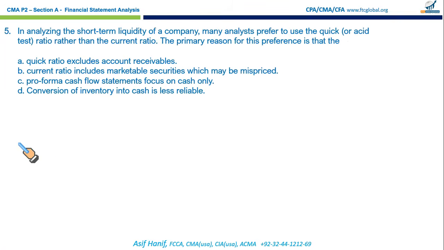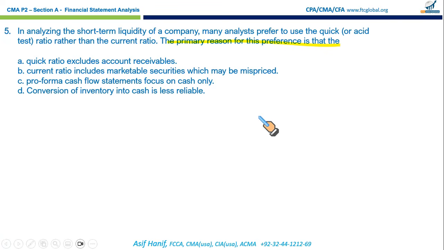Right, here we go. In analyzing the short-term liquidity of a company, many analysts prefer to use the quick ratio, also called the acid test ratio, rather than the current ratio. Why do we prefer the quick ratio over current ratio? That's what we are trying to assess. The primary reason for this preference, why do we prefer quick ratio over the current ratio? Do we have a justifiable reason?